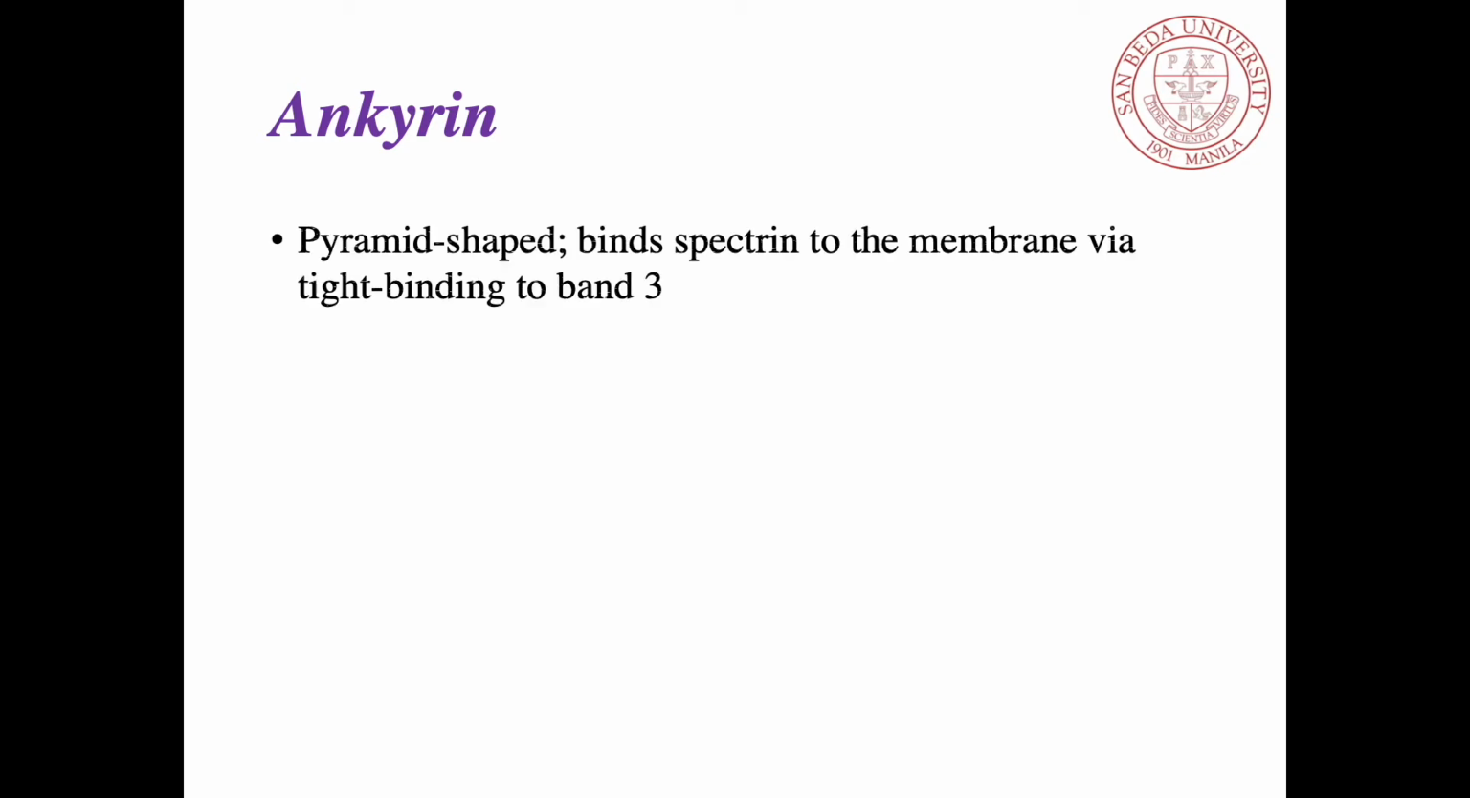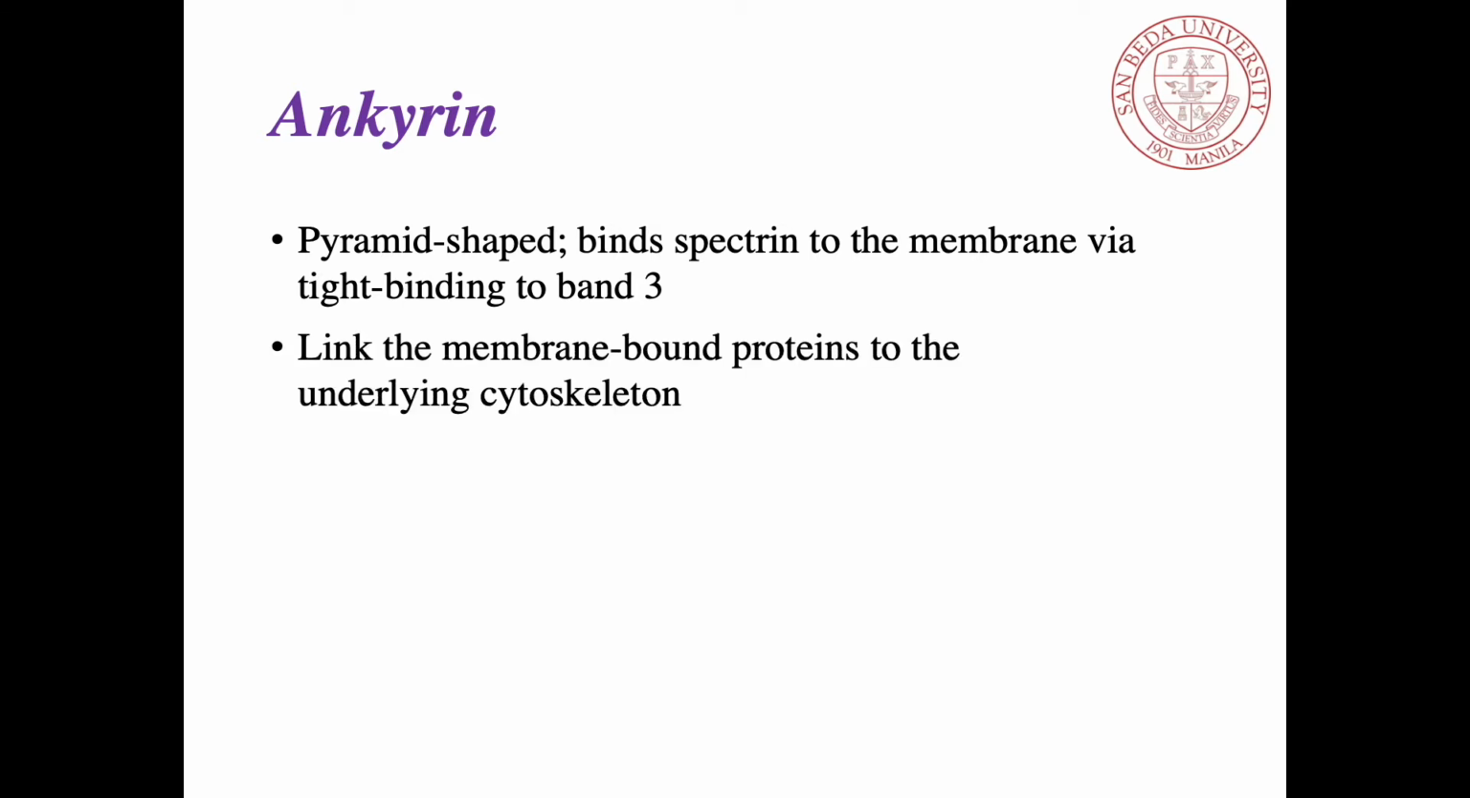The next RBC membrane protein to talk about is ankyrin. If you would refer to the diagram from earlier, you'll see that ankyrin is pyramidal in shape and it binds spectrin to the cell membrane by way of tight binding to the band 3 protein. Ankyrin serves as the link that secures integral membrane proteins to the underlying cytoskeleton.